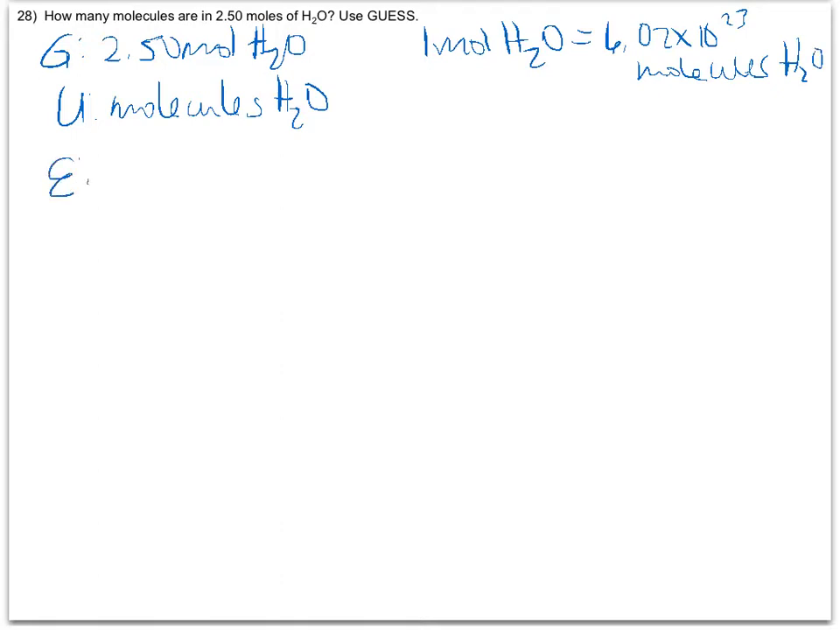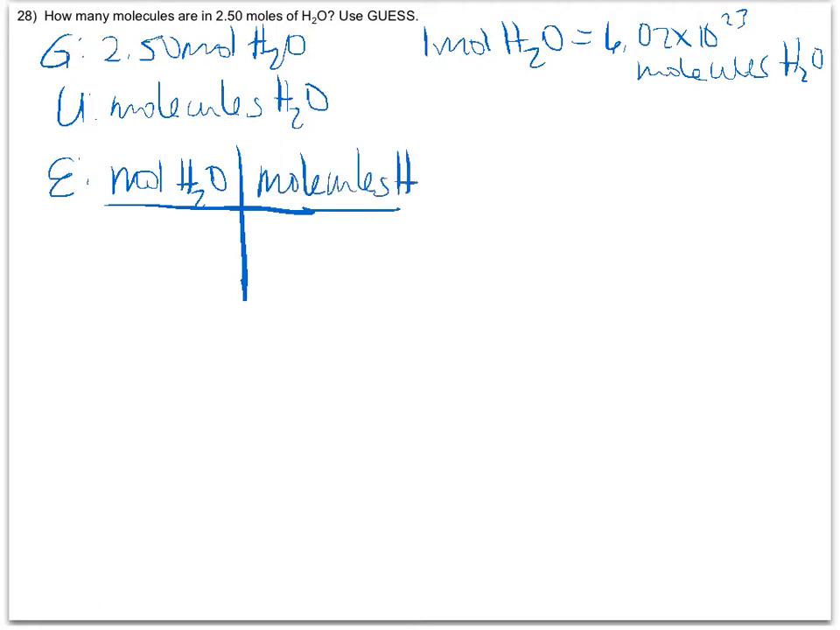And then we're done. So this is a one step. We started with moles of water. That was our given. And we're trying to get into molecules, which means moles has to be on bottom. Okay, so these two units cancel out and we're left with molecules of water. So substituting in, our given number always goes first, and then we use our equivalent statement.